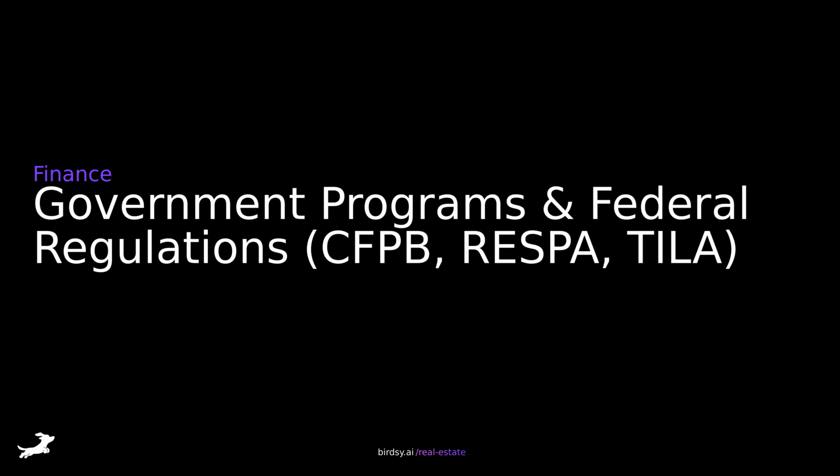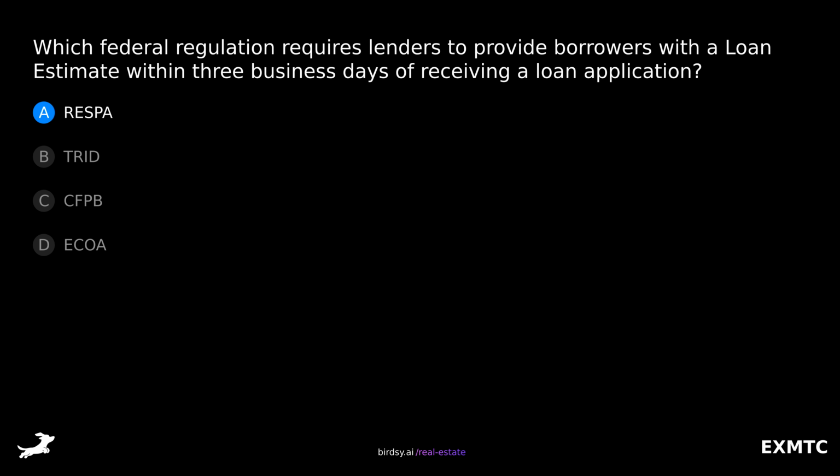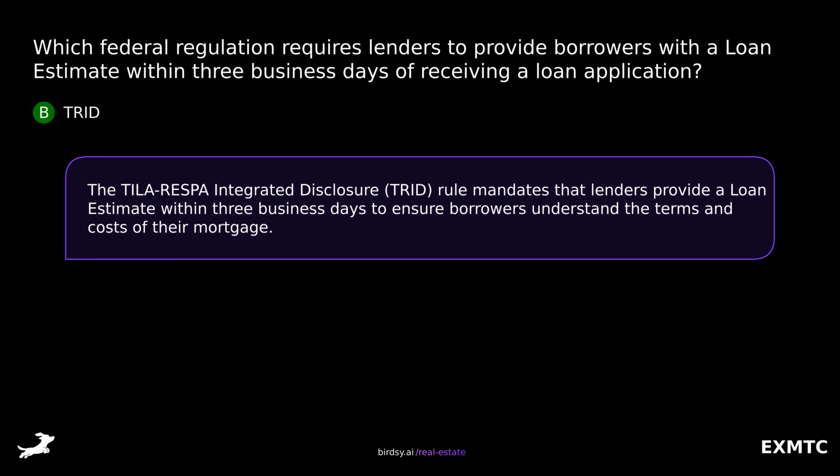Government programs and federal regulations. Which federal regulation requires lenders to provide borrowers with a loan estimate within 3 business days of receiving a loan application? Is it A, RESPA, B, TREC, C, CFPB, or D, ECOA? The answer is B, TREC. The TILA-RESPA Integrated Disclosure Rule mandates that lenders provide a loan estimate within 3 business days to ensure borrowers understand the terms and costs of their mortgage.